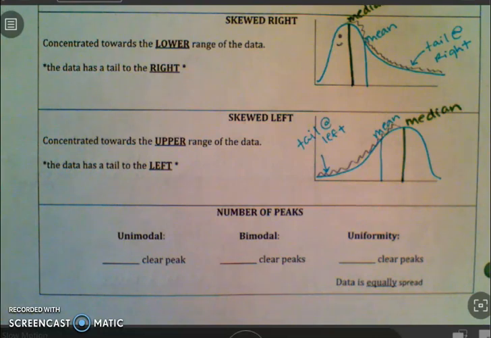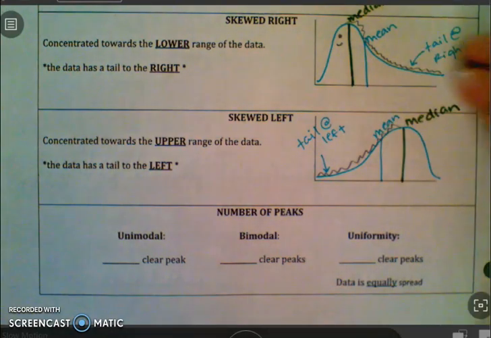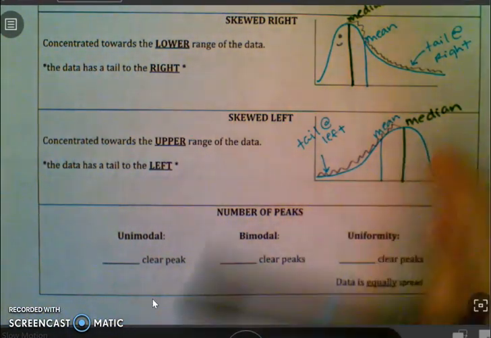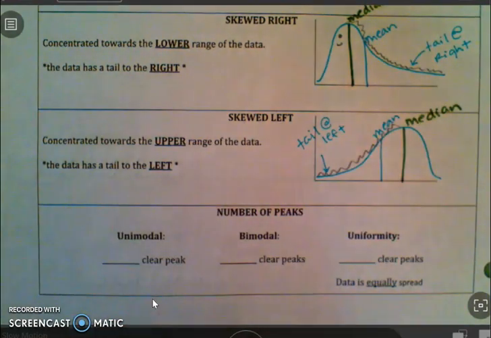So remember, your mean is your average of numbers. So if you have more big numbers, it's going to be pulled to the big side. And if you have smaller numbers, your mean is going to be pulled to the left side, which means it's a smaller number than the median.